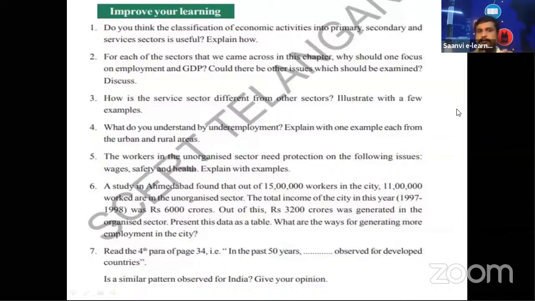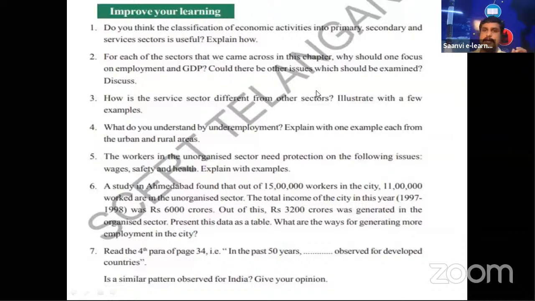Next, a study in Ahmedabad found that 15 lakh workers, and 11 lakh are in the unorganized sector, and their contribution is given there. How much? 6,000 crores in total, out of which 3,200 crores was generated in the organized sector and the rest from the unorganized. What are the ways of generating more employment in this city? How can we create employment opportunities? Just think and write about that.